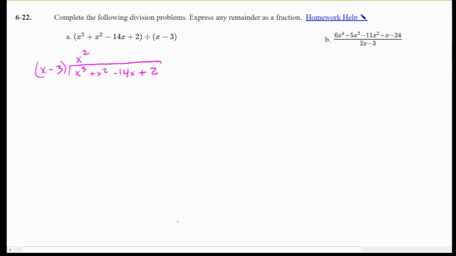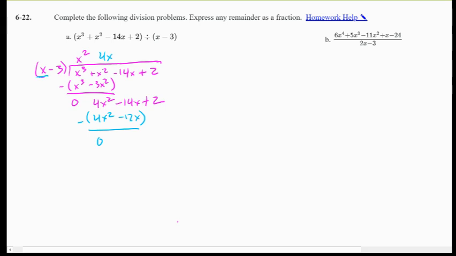I multiply x squared by x minus 3, and then I subtract. So x cubed minus x cubed is 0. x squared minus a negative 3x squared is 4x squared. And I bring down the rest of my equation. Next thing, x times 4x is 4x squared. I also have to multiply it by negative 3, so that becomes negative 12x. And then I subtract this whole thing.